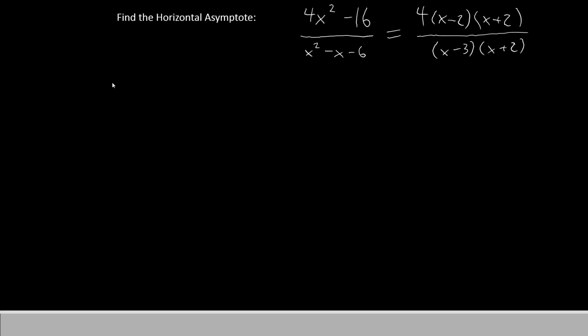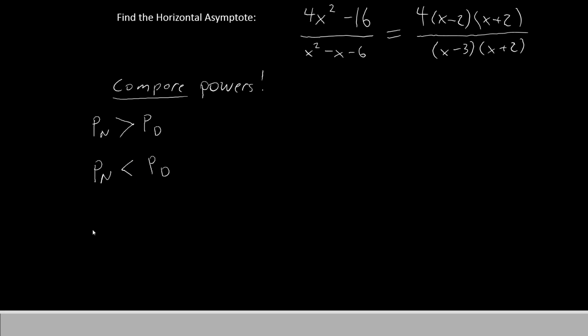To find the horizontal asymptote, we'll need to compare the powers in the numerator and the denominator. There are 3 different outcomes for this, and which outcome you see is going to dictate how to find the horizontal asymptote. Let's represent the power in the numerator as Pn and the power in the denominator as Pd. The power in the numerator could be greater than the power in the denominator, or it could be less than the power in the denominator, or they could be the same.